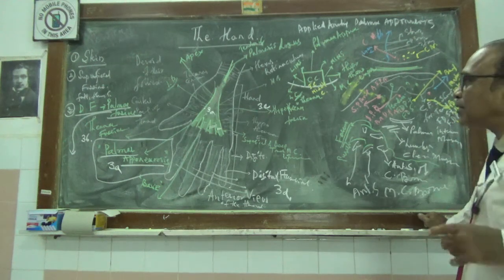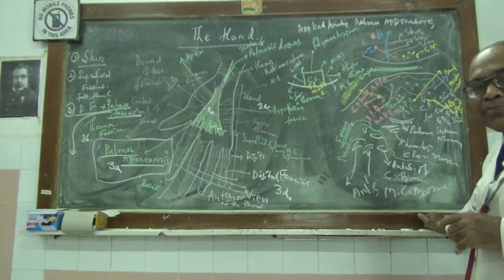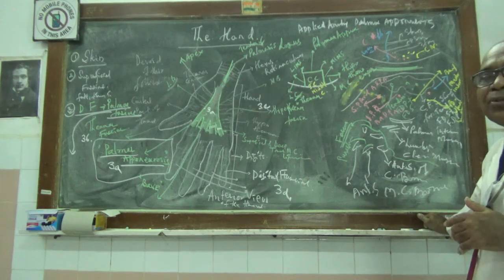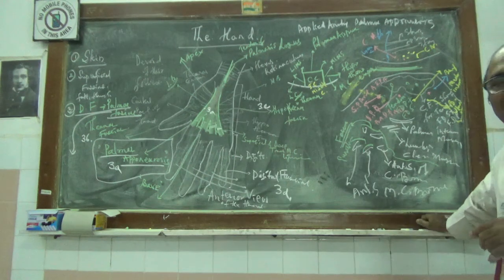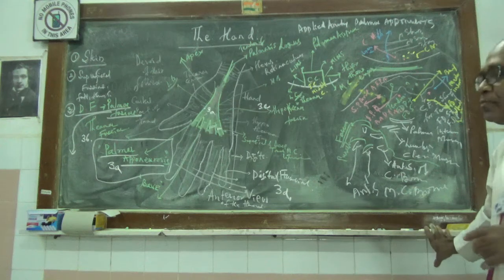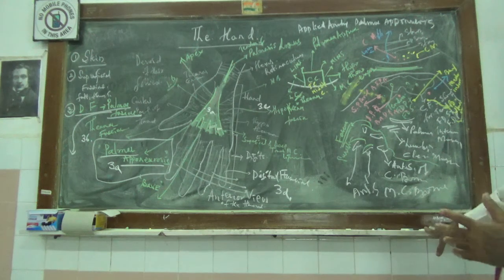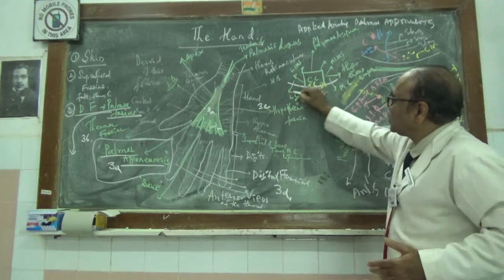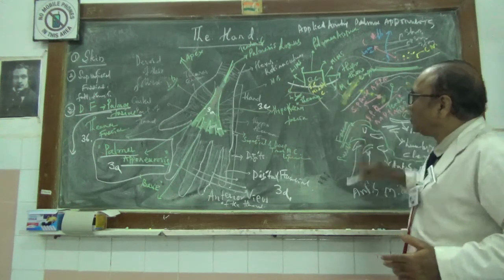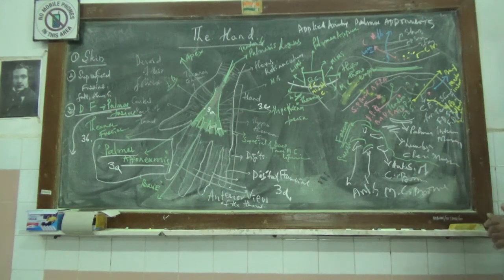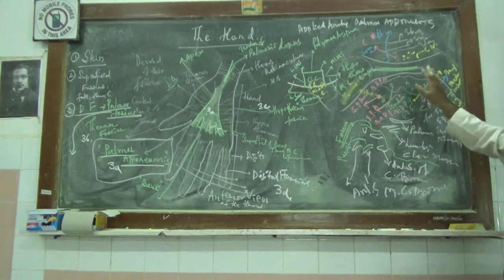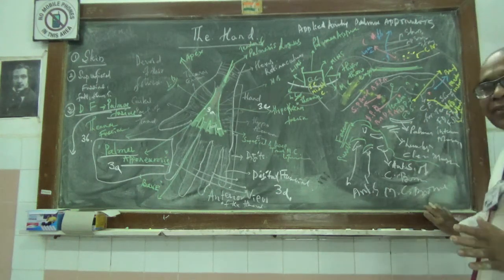And then apart from that, the relations of the palmar aponeurosis have been talked about. The palmar aponeurosis is very important for the examination, especially for 5 marks. So with this, the formation of the palmar aponeurosis is over. Then in my next class I will tell the contents of the thenar compartment, contents of the hypothenar compartment, and contents of the middle compartment, central compartment or intermediate compartment of the hand. This is what we will deal with in my next class.